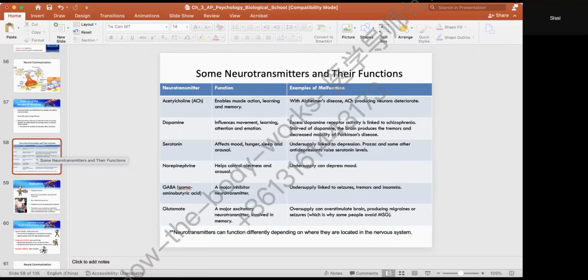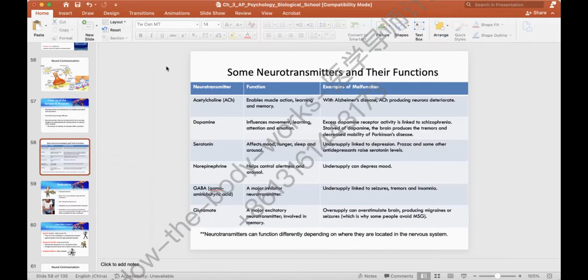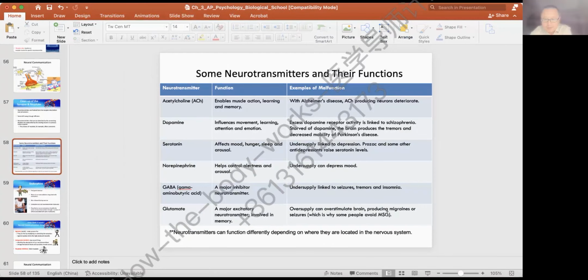Could you wait, sorry, could you tell me what MSG meant again? Oh, the internet connection is not that good. Would you please, repeat your question, please? Oh, okay. I just wanted to ask, what does MSG mean? Oh, avoid, you know, MSH mean is kind of like some people avoid it. Here let me confirm. So oversupply, overestimated membrane producing migraine or seizure, which is why some people.